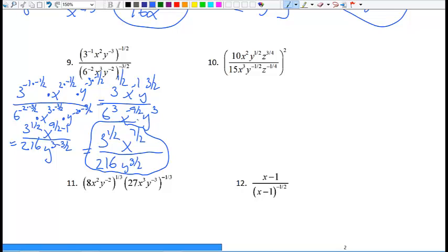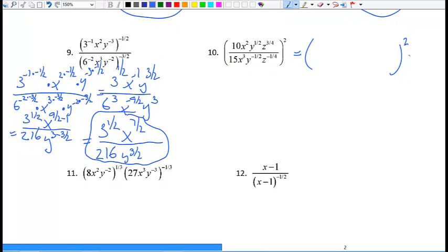Okay, number 10. Got a lot of things going on here. Let's try to do some reducing here before I deal with the square. Because I see I've got 10 over 15, and I can reduce that down. I can divide 5 out of both of those. So that'd be a 2 and a 3, 2/3. And I see x squared over x cubed, so that's an x in the denominator.